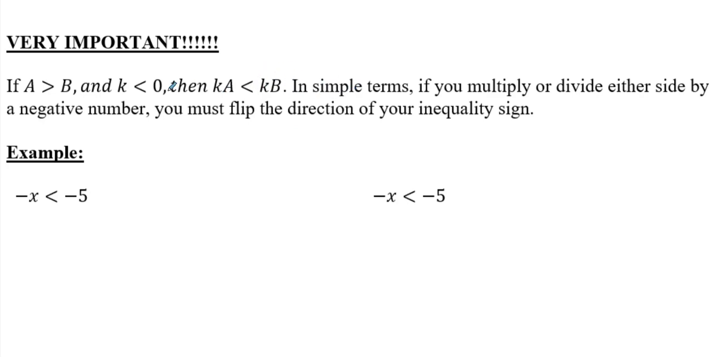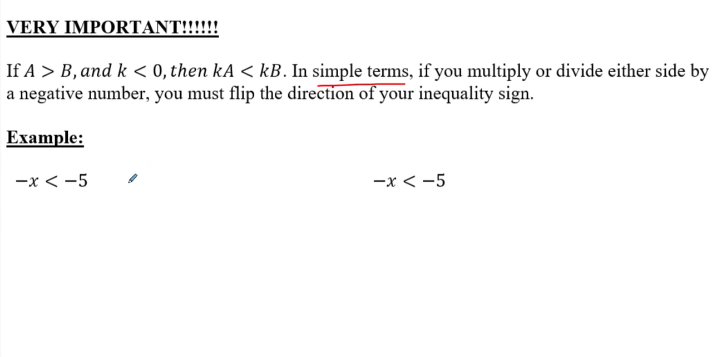If we have a value of K less than 0, we actually need to flip this sign. So you see how the greater than was facing the A, and now the greater than is facing the B. So in simple terms, if you multiply or divide either side by a negative number, you must flip the direction of your inequality sign. Okay, so the addition property of equality works all the time with inequalities, but there is that little difference when we use the multiplication property of equality.